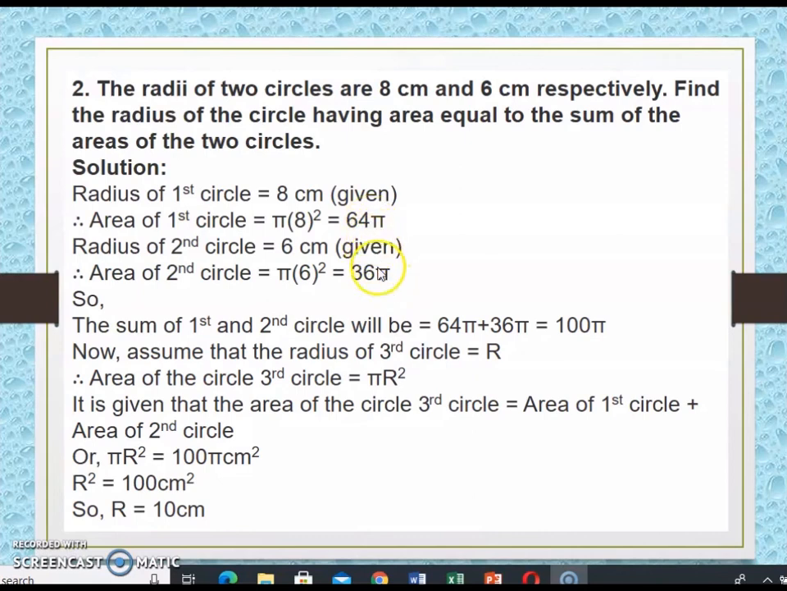For second circle, the radius is 6 centimeter, so area will be pi into 6 square, that is 36 pi. Now sum of these two, 64 plus 36, we will get it as 100 pi. Now for the third circle, the area is 100 pi. So if we take r as the radius of the third circle, pi r square will be the area. So pi r square you can equate to 100 pi. That is the sum of the areas. So therefore when you equate, pi and pi will again get cancelled and r will be the square root of 100, which is 10 centimeters.